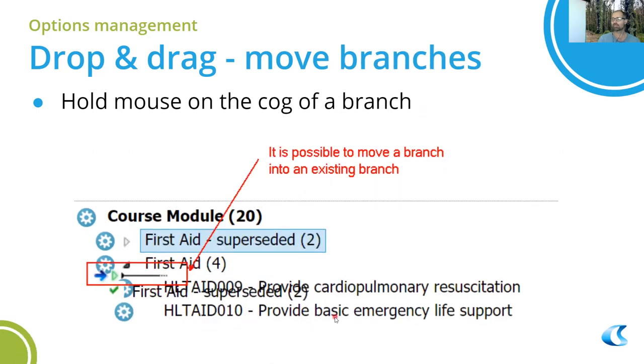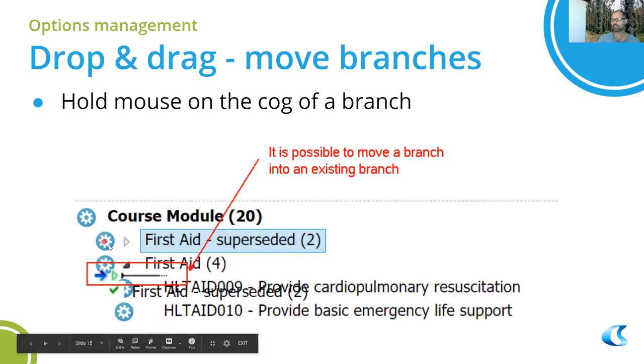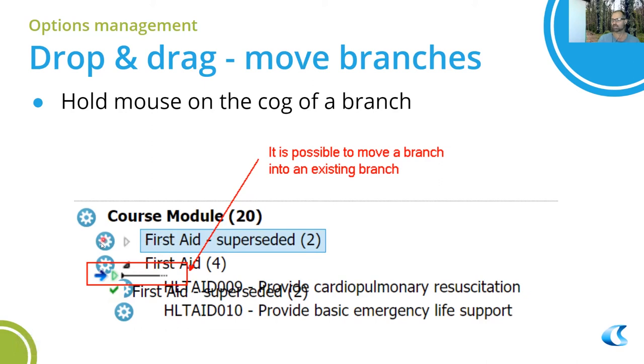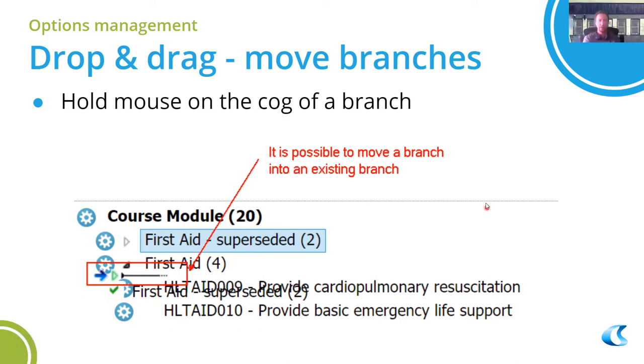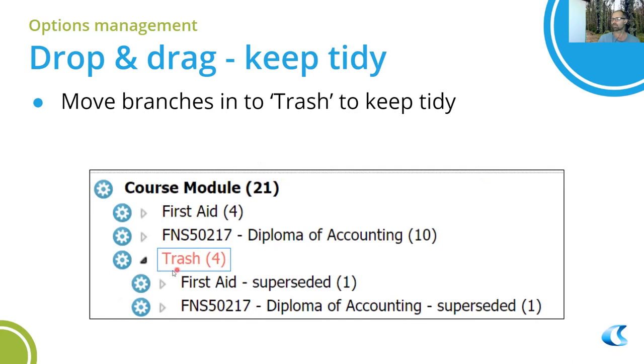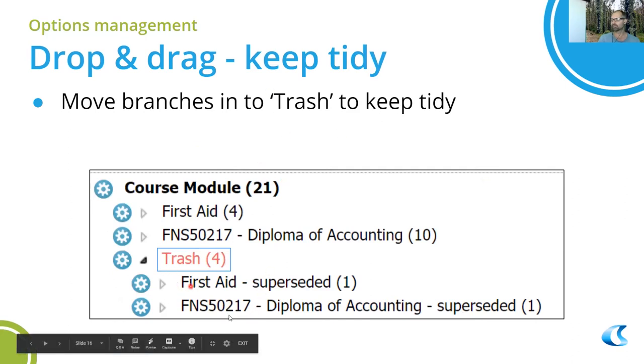And you can actually move an entire branch. So you can grab this here, which includes all of the child options here, and drag it down to become a child of first aid in this instance. So a node can become a child, can't it? That's right. A parent node can become a child. So a node could be a parent and a child at the same time. And then I've just talked about moving branches into trash to keep them tidy.